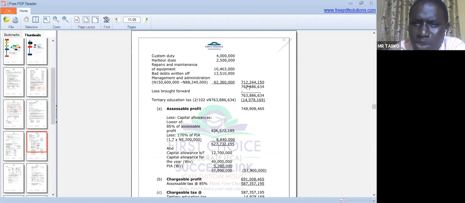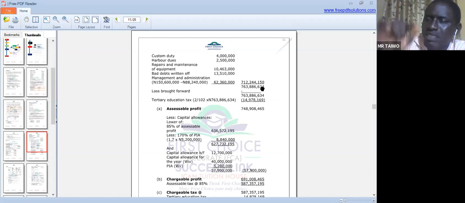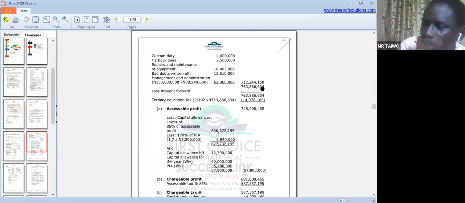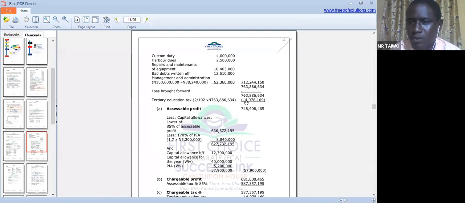If you less all these expenses, you get 763,886,634. Now, you see 2/102. What we are putting in 102 is because that education tax should have formed part of the expenses. But if it's not part of the expenses, then for you to remove it after you have less other expenses, it should now be 2/102 of the income minus all these expenses. Whatever you get is now your education tax, which is 14,978,169.